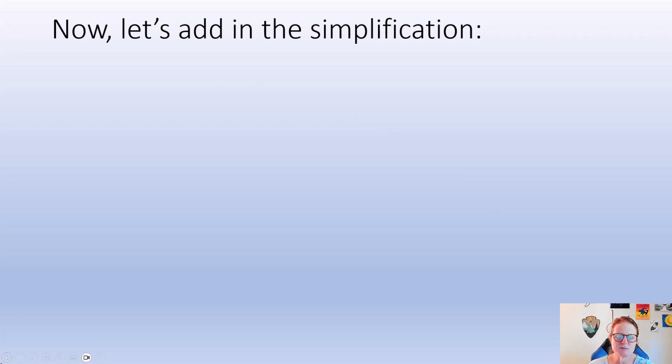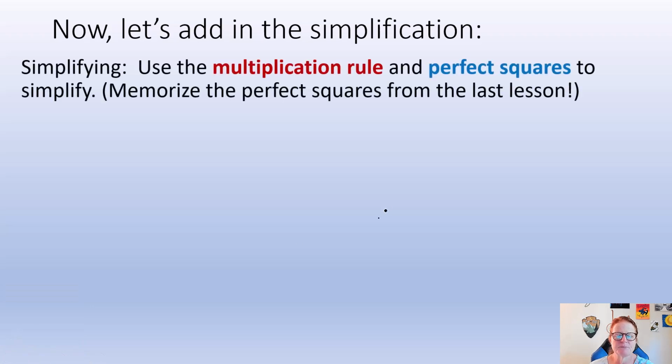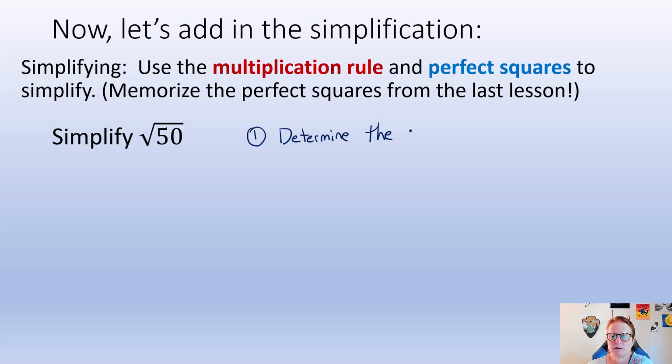Now let's add in some simplification. So we're going to simplify a couple of surds. First one, we're going to use the multiplication rule and perfect squares to simplify. Remember, you have to memorize those perfect squares. So we're going to simplify the square root of 50. Our first step in doing this, step number 1, is determine the greatest perfect square factor. So you're going to factor 50.